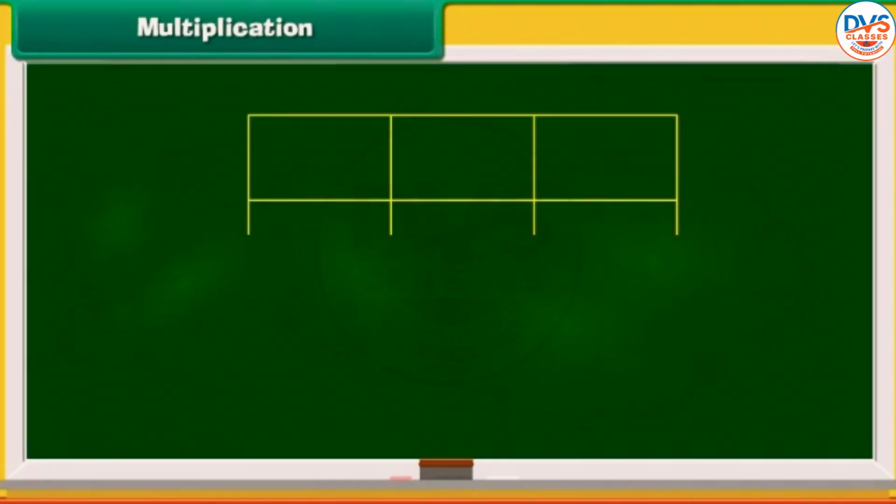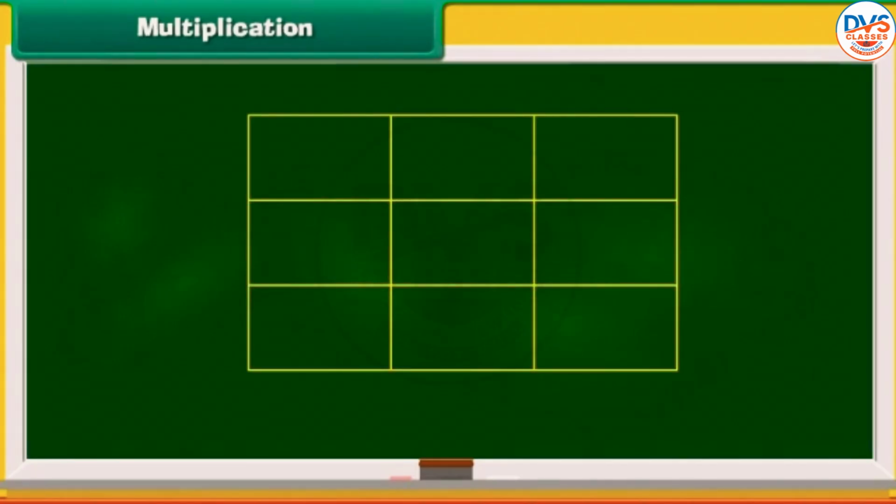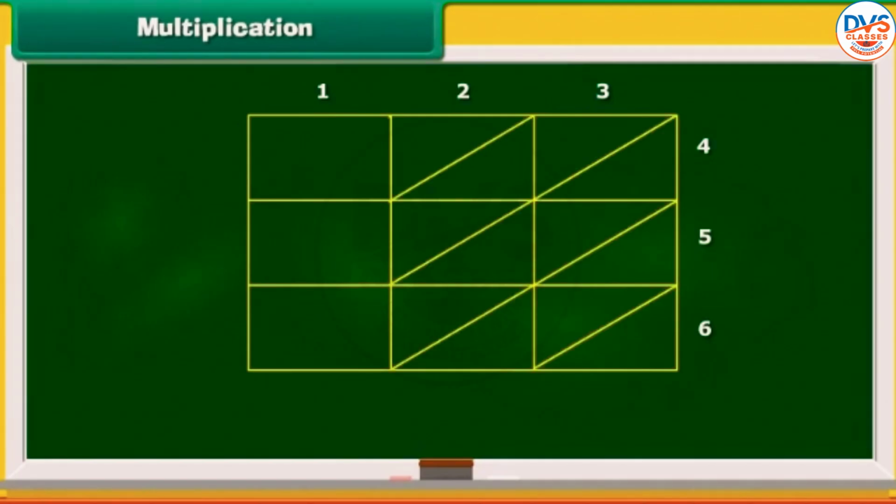Draw a table with 3 rows and 3 columns. On the top, write 1, 2 and 3 horizontally from left to right. On the right, write 4, 5 and 6 from top to bottom. Divide each cell of the table into 2 with the help of a diagonal.